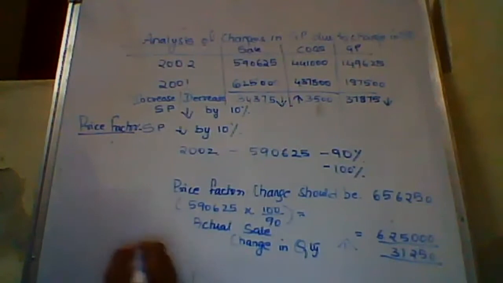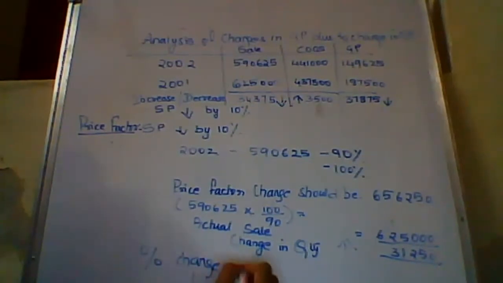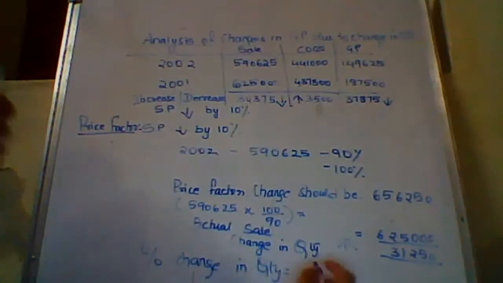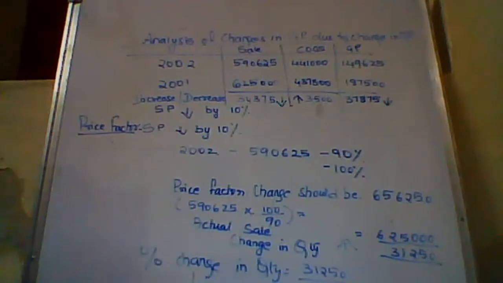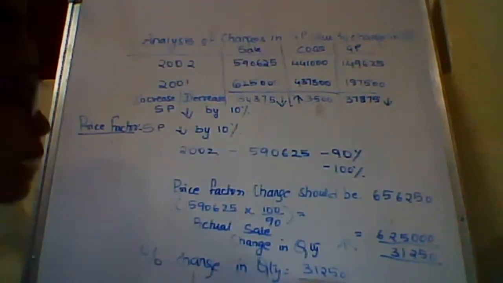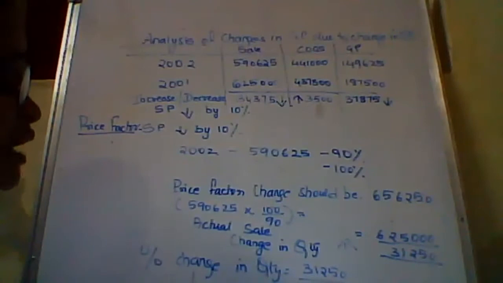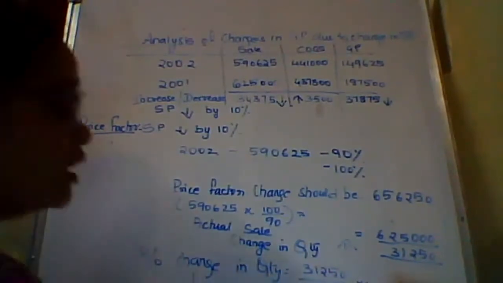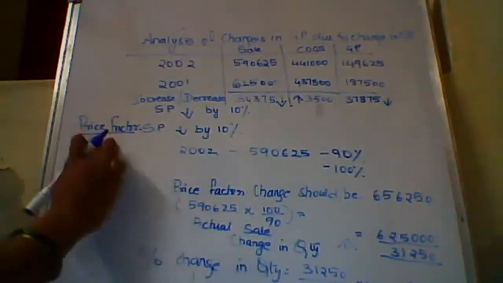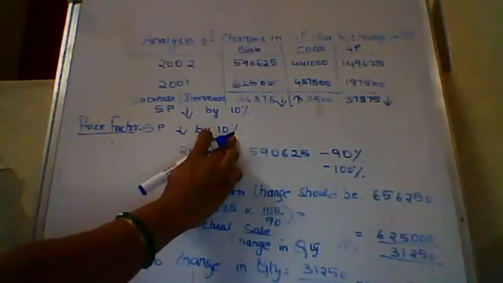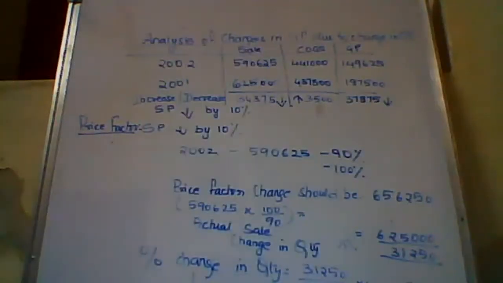31,250. So how do you find out the percentage change in quantity now? So percentage change in quantity will be 31,250 divided by how much is the 2001 amount? 6,25,000 into 100. It means the quantity increased by 5%, but there was a decrease in the price by 10%. That is the reason you had a reduction in your sales. Did you understand till here?